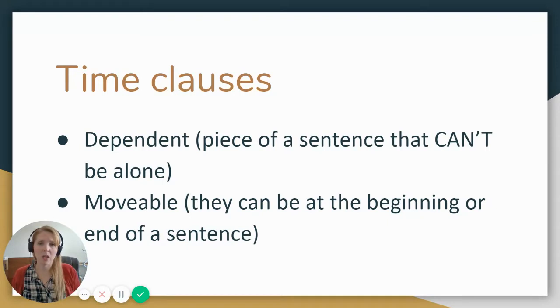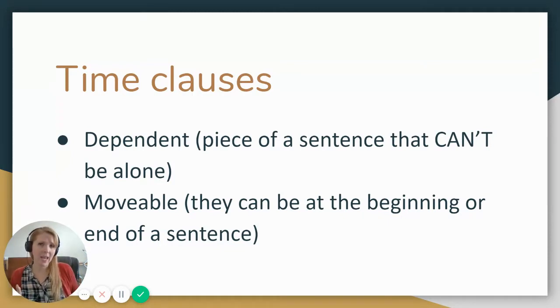It cannot be alone. A little reminder about what a clause is. A clause is just one piece of a sentence, and usually a clause has a subject, like a person, a place, thing. Most often nouns are subjects, so I, he, she, it. And usually a clause also has a verb, an action or a state of being. So dependent means it cannot be alone.